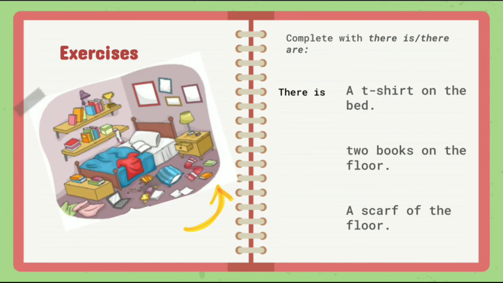The second one is two books on the floor. Let's look at the image. What do you think? We're going to put there is or there are. Yes, there are two books on the floor. Finally, we have a scarf on the floor. What do you think? There is or there are? Yes, there is a scarf on the floor.